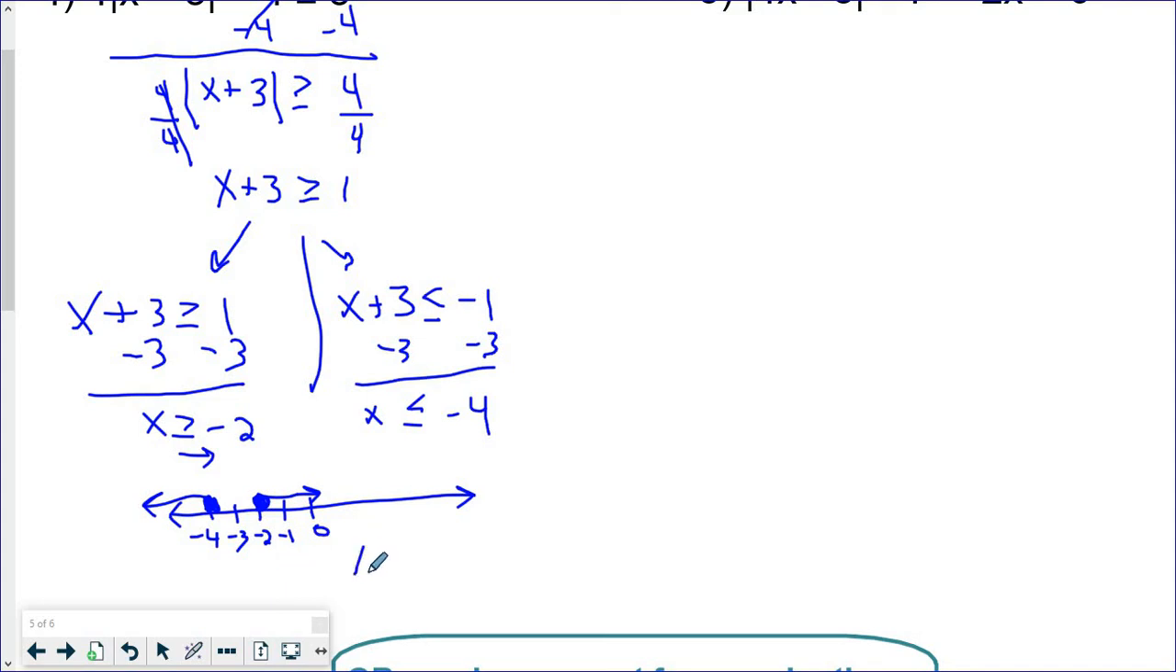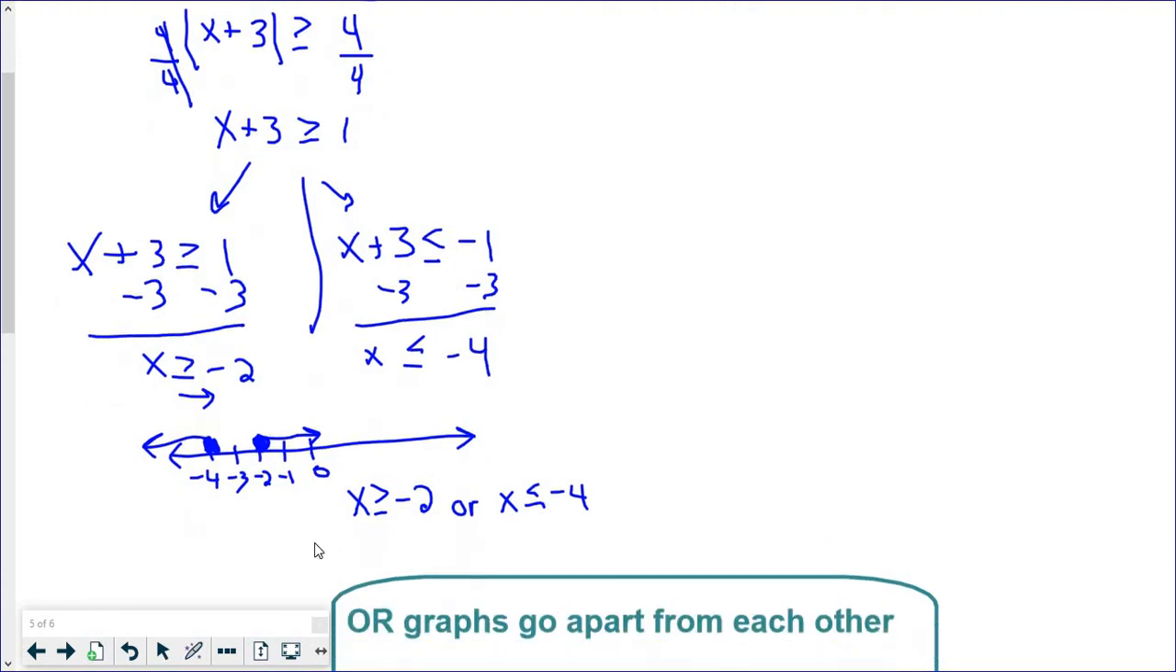Here, you would actually want to write out that x is greater than or equal to -2, and you actually want to put a special word here where you will say "or," okay? Now, the reason that's important is when things go away from each other, mathematically, that is the concept of "or." When they go together, that is called "and." So in this problem, it looks pretty good as an algebra, okay? So again, "or" graphs go apart from each other.